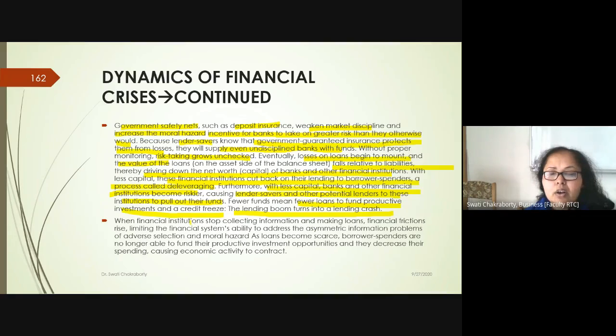And when financial institutions stop collecting information and making loans, financial frictions arise, which limits the financial system's ability to address the asymmetric information problems of adverse selection and moral hazard. Because loans become scarce, borrower spenders are no longer able to fund their productive investment opportunities. They don't have money and cannot borrow, so they decrease their spending, which causes economic activity to contract.